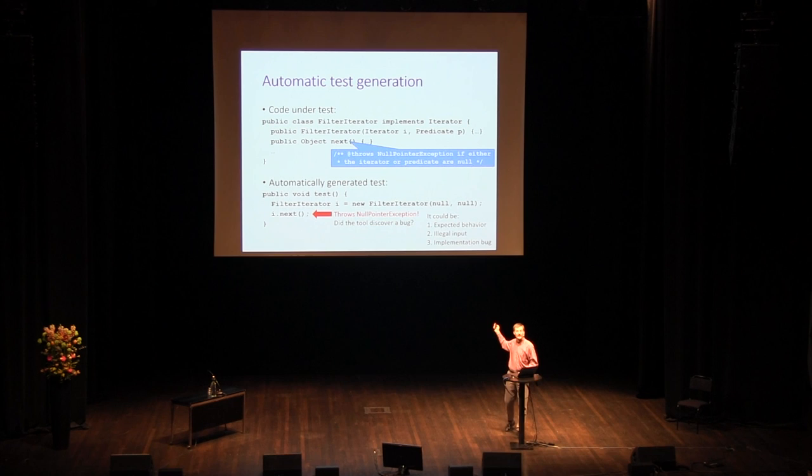And now you can read this JavaDoc specification and know that this test is a correct test. Well, if you can do it, why can't a machine do it? Let's make a machine do that.